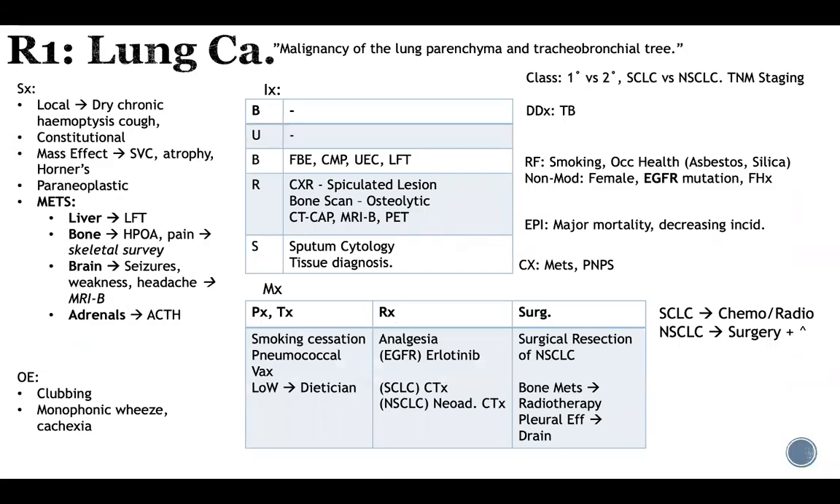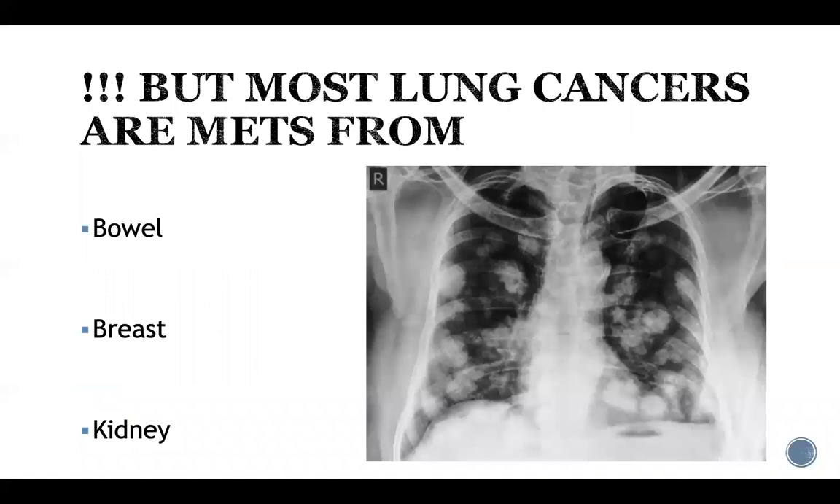And summary slide. But remember, most lung cancers are from bowel, breast, and kidney. They really like to go to the lungs, and this is called a cannonball lung. So if you see this in an OSCE, it's a metastatic cancer. So the primary is not the lung cancer.